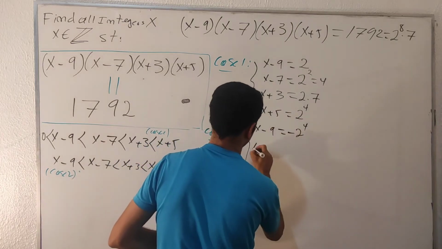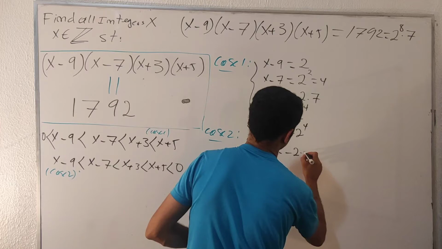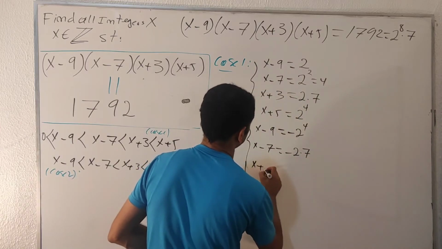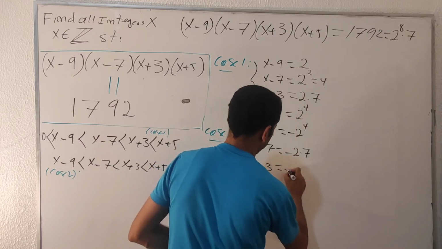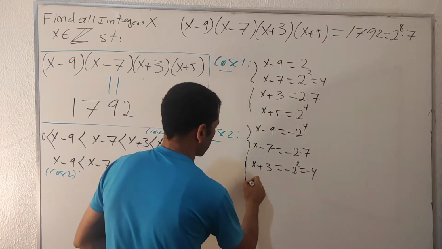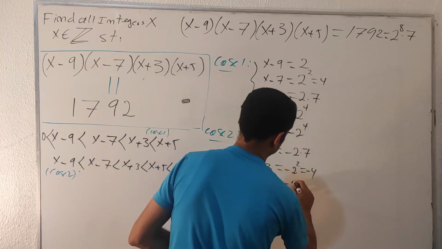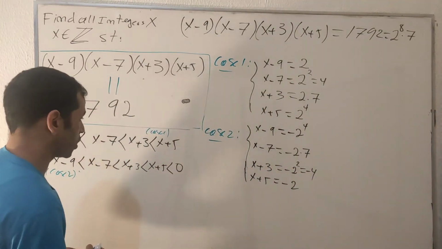For the second term, x minus 7 is going to take this value but with a minus sign. The third value, which is x plus 3, is going to take minus 2 square, which is minus 4. Lastly, x plus 5 is going to take minus 2 here. Okay, so let's check case number 3.